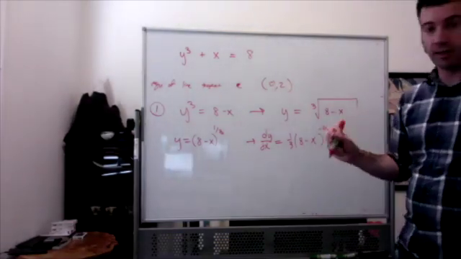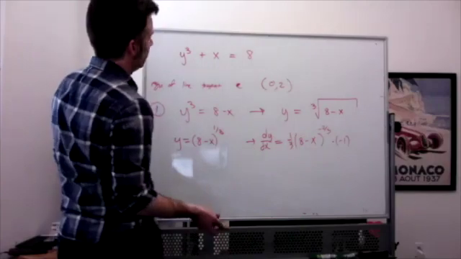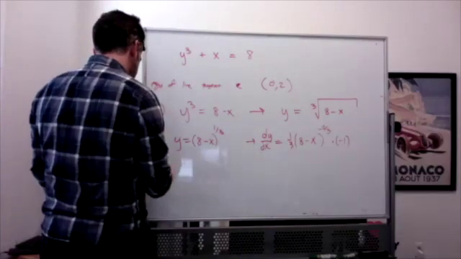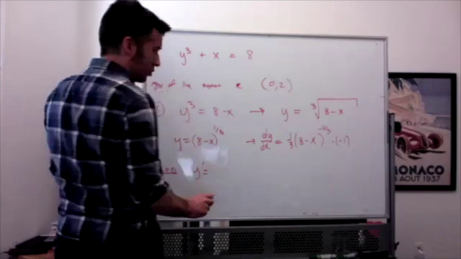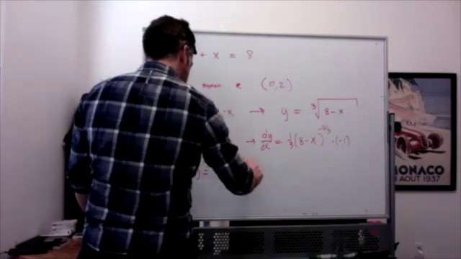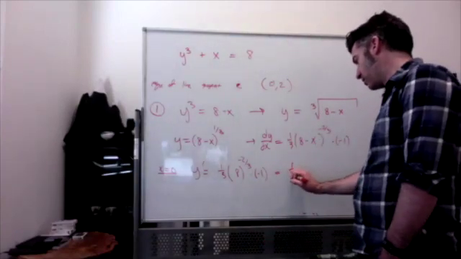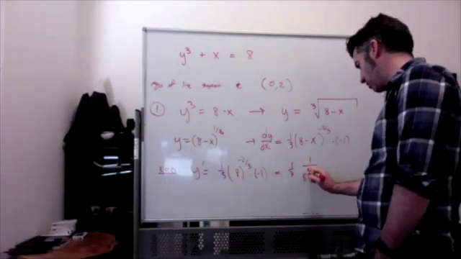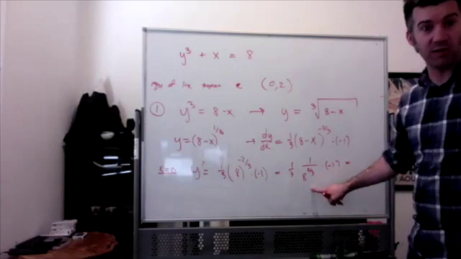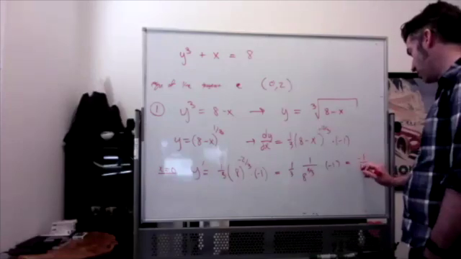And now let's plug in the point. I'm plugging in 0 for x. I'm going to get y prime equal to 1/3 times 8 minus 0, so 8 to the negative 2/3, times negative 1. 8 to the negative 2/3 is 1/8 to the positive 2/3. 8 to the 2/3 is 4, right? It's the cube root of 8, which is 2, and then 2 squared, which is 4. So I end up with 1/3 times 1/4 times negative 1, which is negative 1/12.